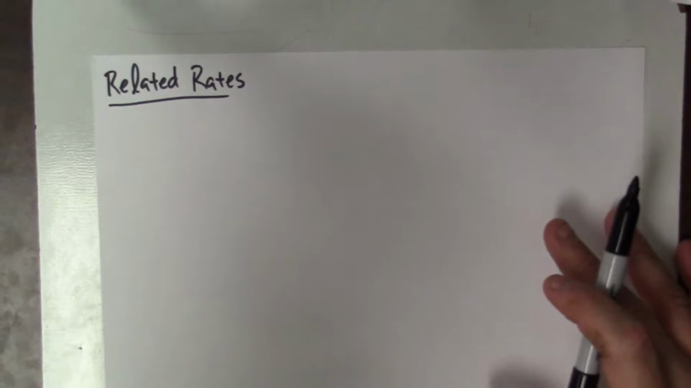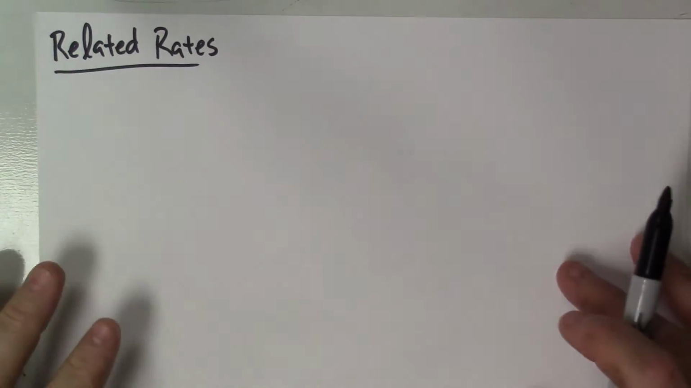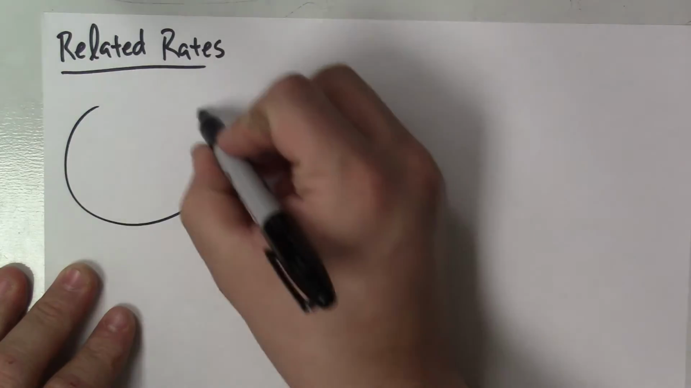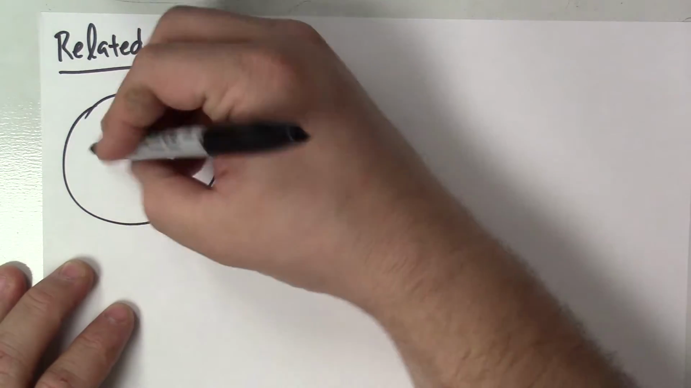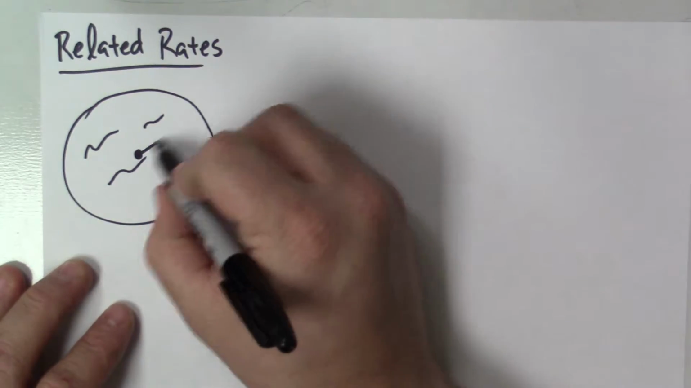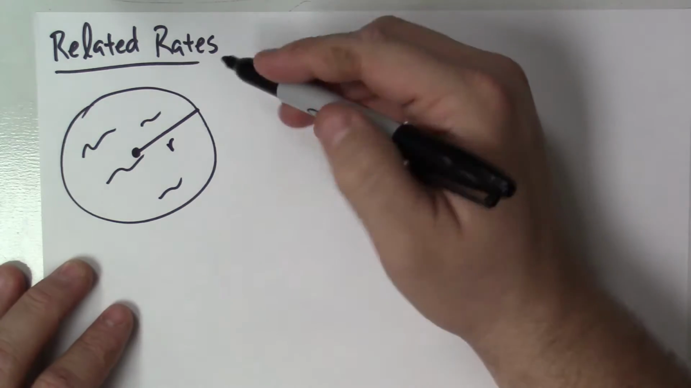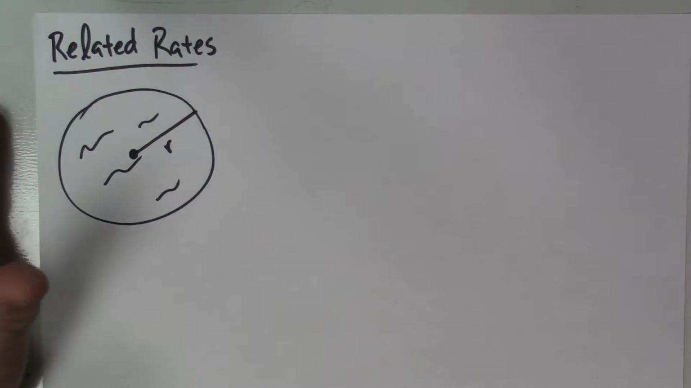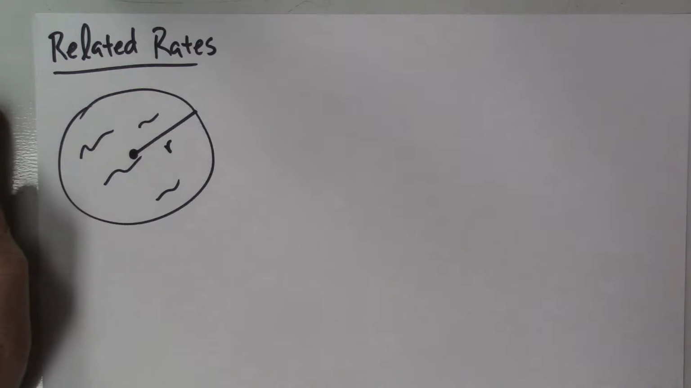Now, I am a firm believer with related rates that a picture is worth 1,000 words. So the problem tells me that I have an oil spill in calm seas. At the center of my oil spill, I have a radius, and the area. And this is the key part of related rates: you have to figure out the formula that you're going to differentiate.